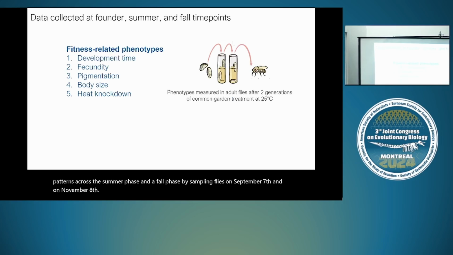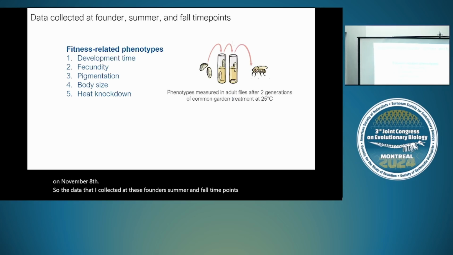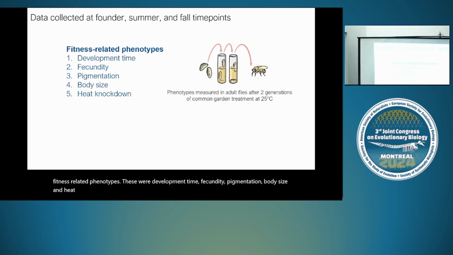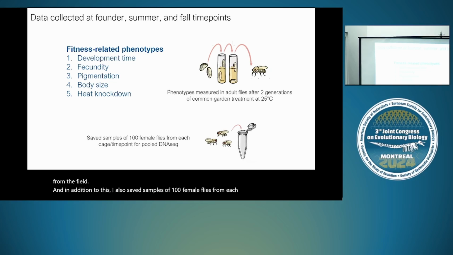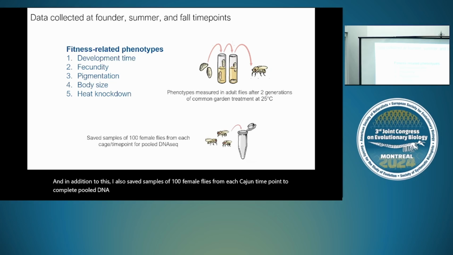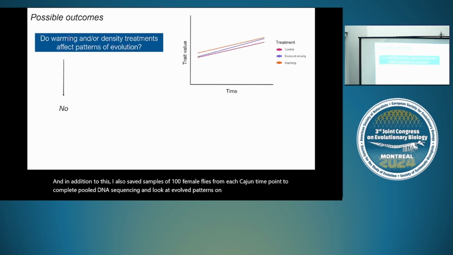So the data that I collected at these founder, summer, and fall time points included 5 fitness-related phenotypes. These were development time, fecundity, pigmentation, body size, and heat knockdown. And I measured these phenotypes in adult flies after 2 generations of common garden treatment in the laboratory to remove any maternal or environmental effects from the field. And in addition to this, I also saved samples of 100 female flies from each cage and time point to complete pooled DNA sequencing and look at evolved patterns on the genomic level.